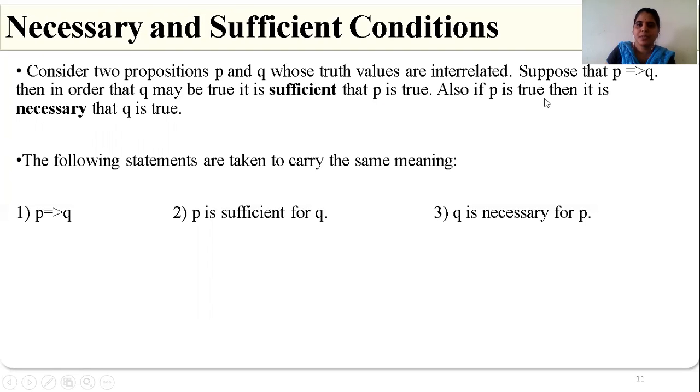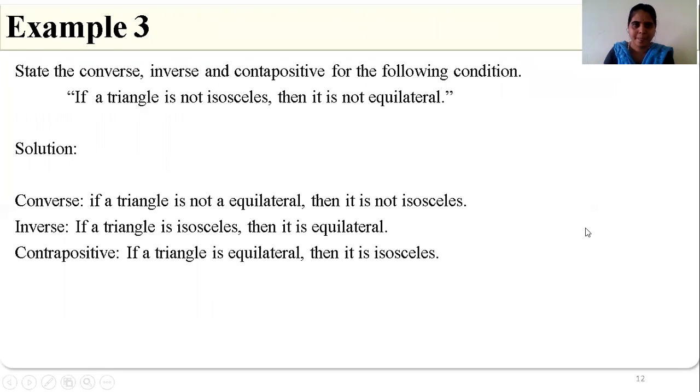And also, if P is true, then it is necessary that Q is true. The following statements carry the same meaning: if P implies Q, then P is sufficient for Q and Q is necessary for P.